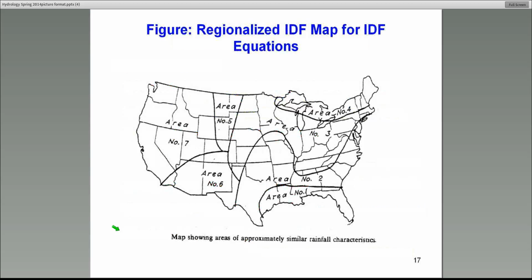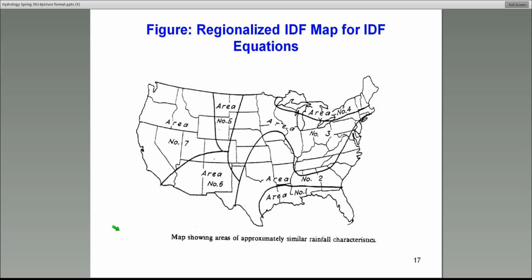Here is the information for regionalized intensity, duration, frequency equations. That's one source of getting IDF intensity, design rainfall intensity for the U.S. This is a very important map. Please take this with you if you can for the exam, because in the absence of an IDF equation, if they don't give it to you, this is the only source you have.